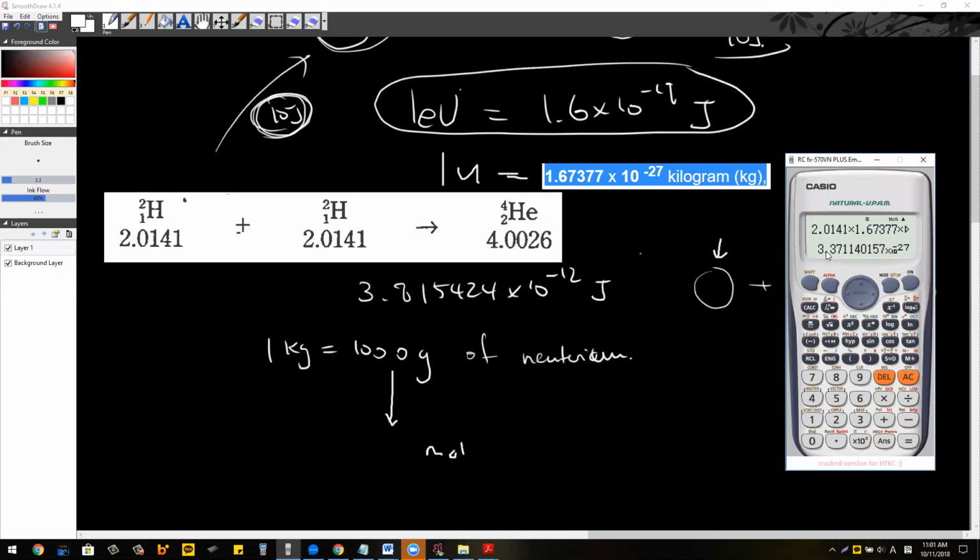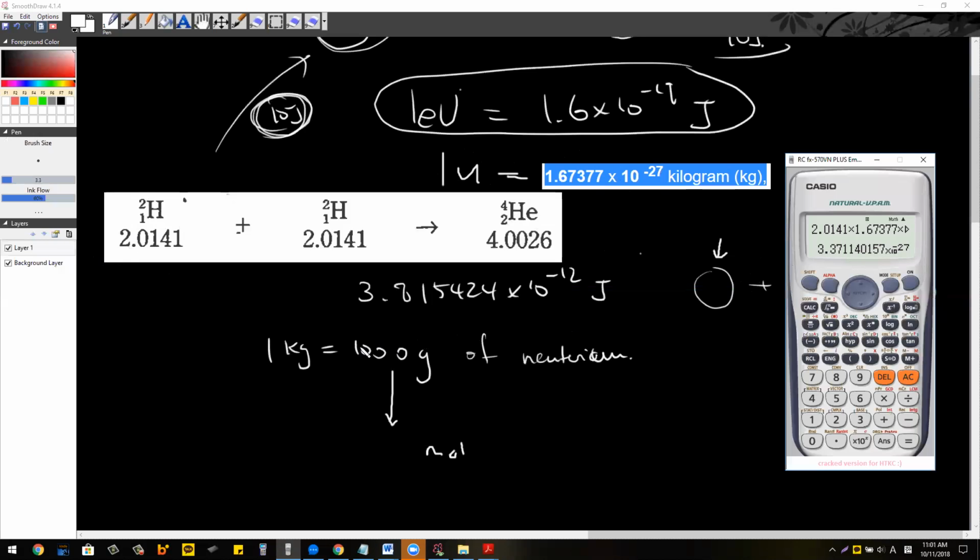But how do you do that? So you just did 2.0141 times this one here, because 1 U is worth this much. So I times this one by this much. So that's how much 1 deuterium weighs in kilograms. Oh yeah. Okay.